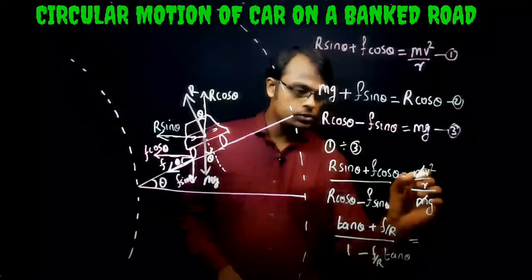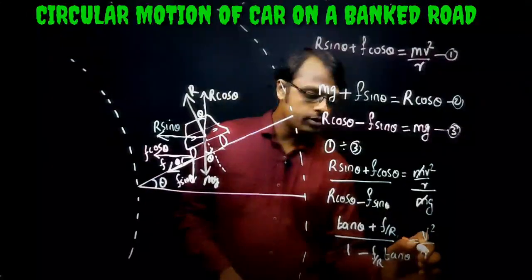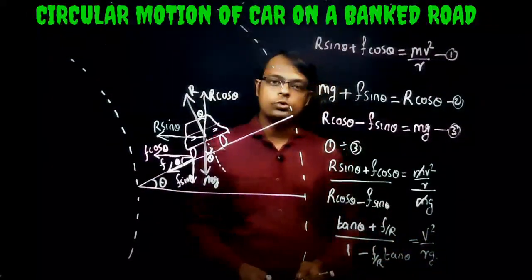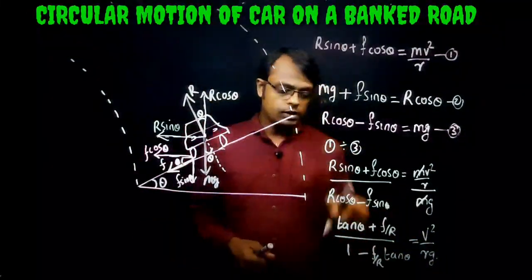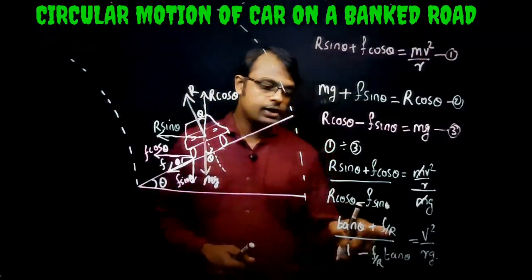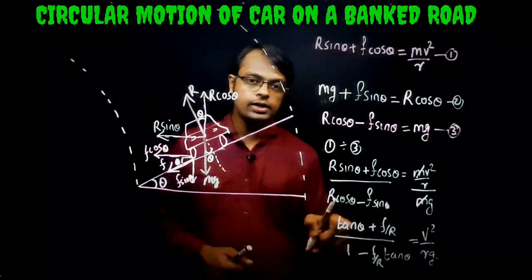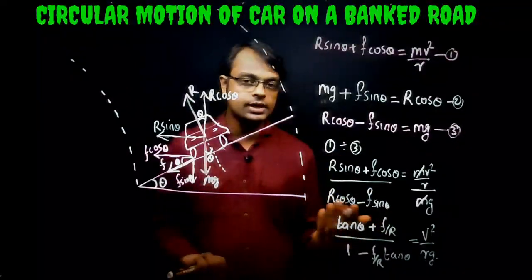which is equal to, you see this one, m cancels, so we can write here v square divided by rg. Now you see in this equation, what is f by r? F by r is equal to mu, correct? Friction is equal to mu R, so f by r is equal to mu. Mu means here static friction.